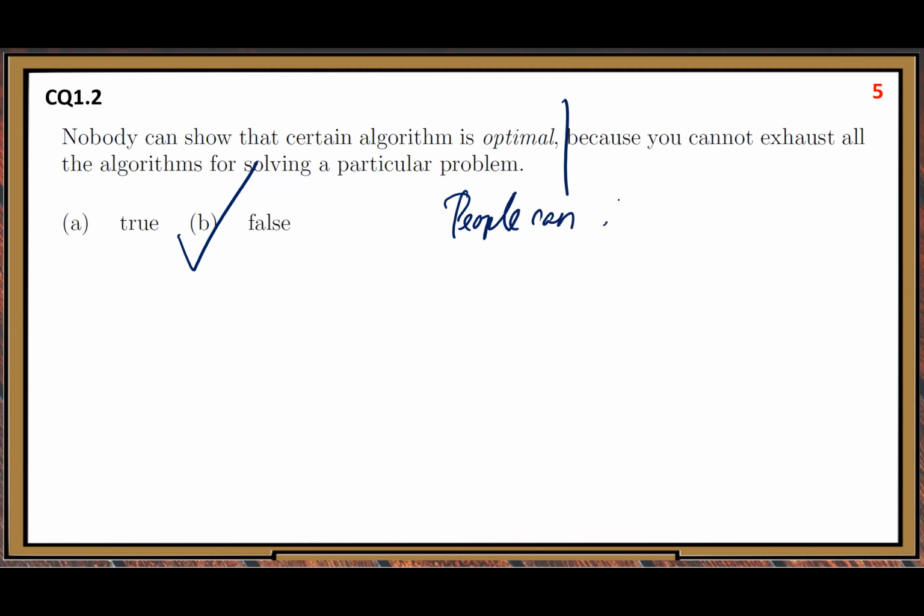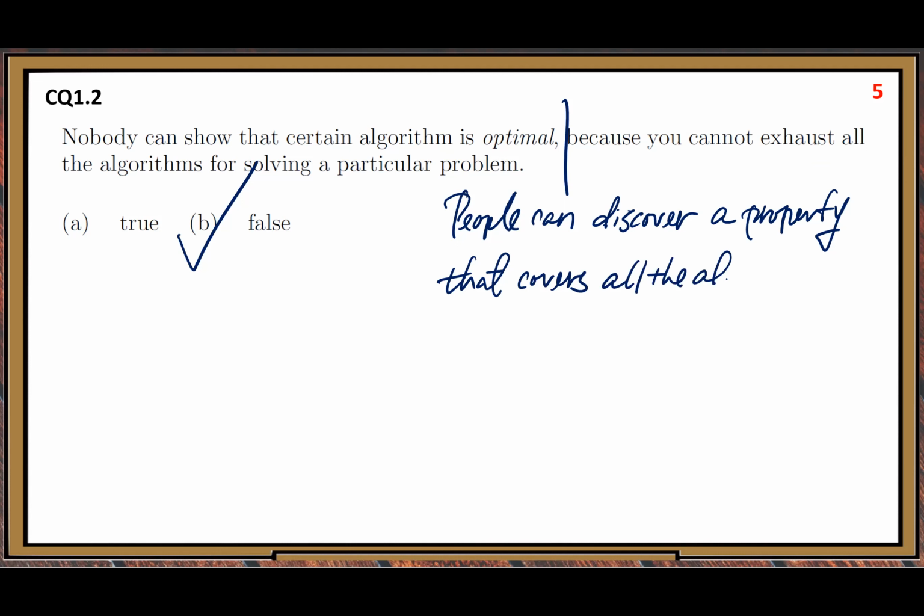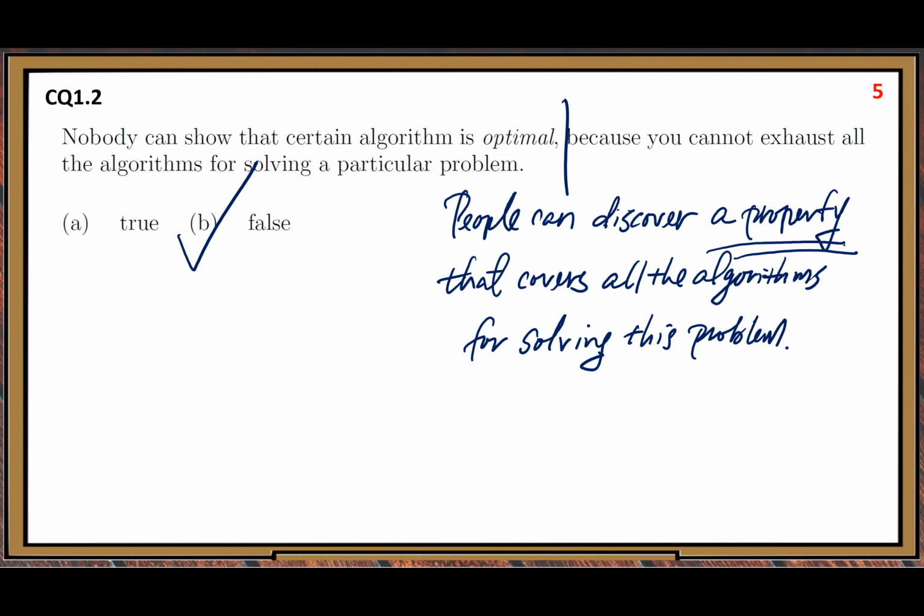can discover a property that covers all the algorithms for solving this problem. Some special property.